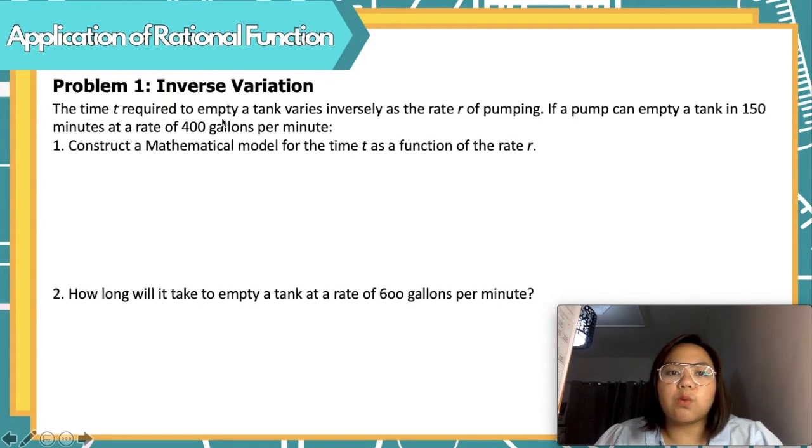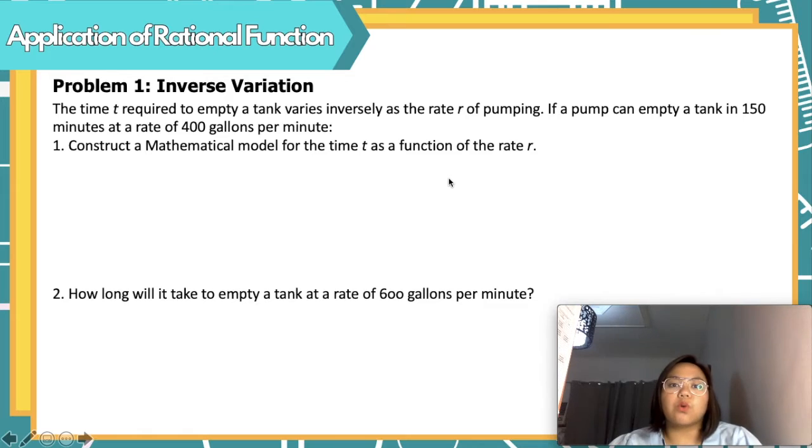So the time t required to empty a tank varies inversely as the rate r of pumping. If a pump can empty a tank in 150 minutes at a rate of 400 gallons per minute, number 1, construct a mathematical model for the time t as a function of the rate r. To construct a mathematical model for the time t, this means that we are to create a function wherein t is the dependent variable and r is the independent variable.